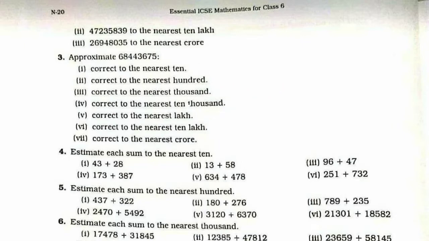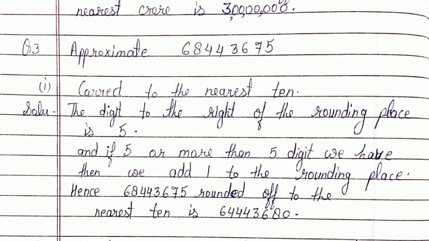Look at here. For solving the first part, we will see that the digit to the right of the rounding place is 5, and if we have a digit 5 or more than 5, then we will add 1 to the rounding place. Hence, 6 crore 84 lakh 43,675 rounded off to the nearest 10 is 6 crore 84 lakh 43,680. Let us solve one more part of this question.